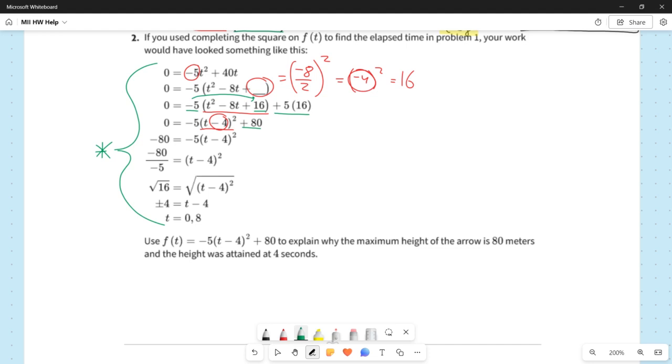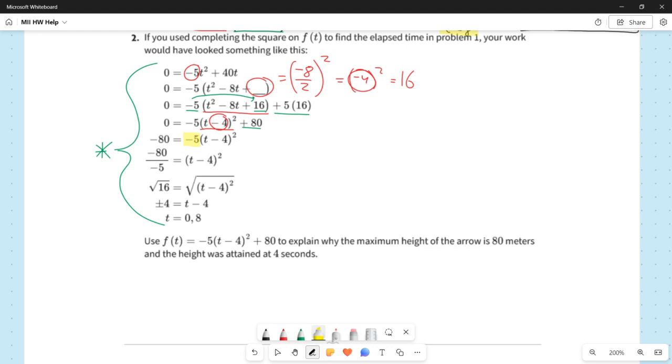If we bring that 80 over to the left, so we subtract 80, that's where that negative 80 comes from, and the right-hand side doesn't change. Now, we want to get t by itself, so we want to deal with this negative 5. We could have dealt with the negative 5 before now, but we're dealing with it now. So you divide both sides by negative 5. Negative 80 divided by negative 5 is positive 16, and the negative 5 on the right goes away.